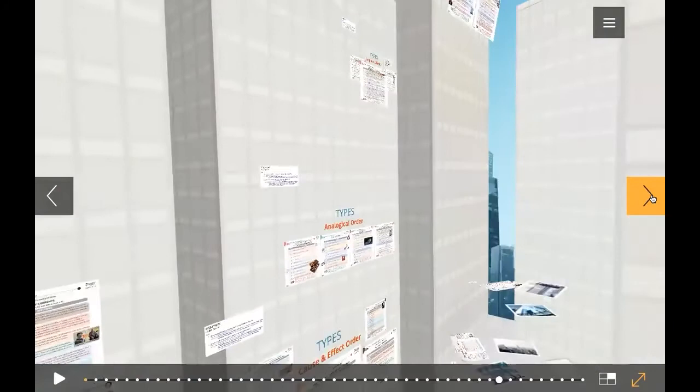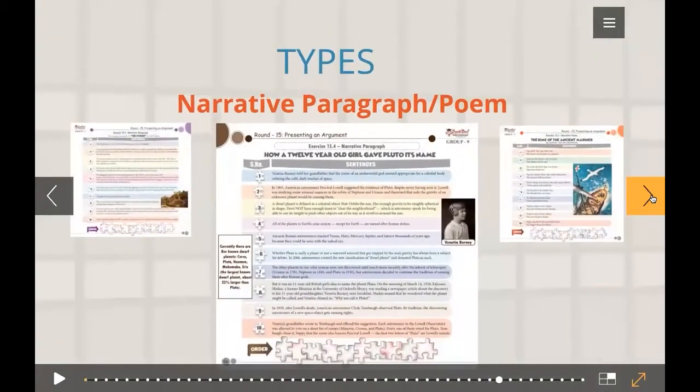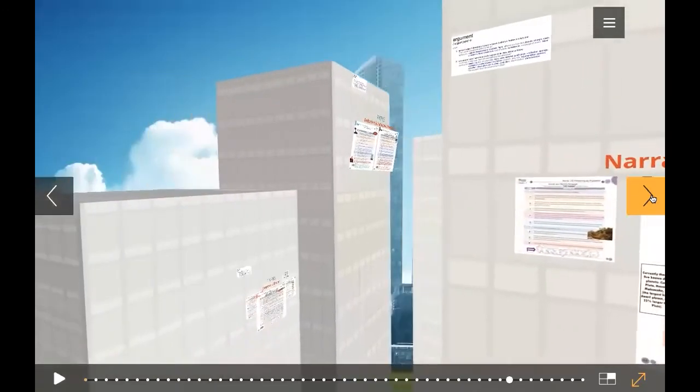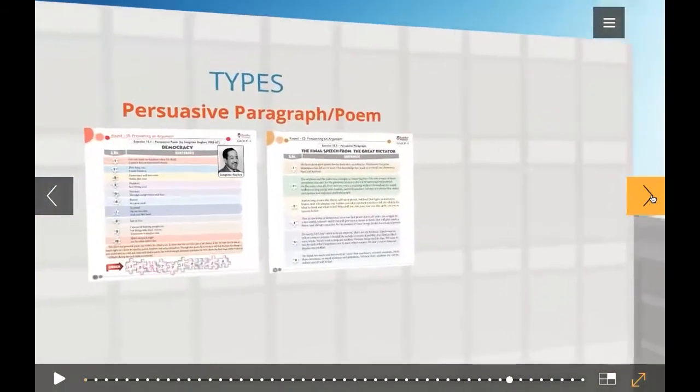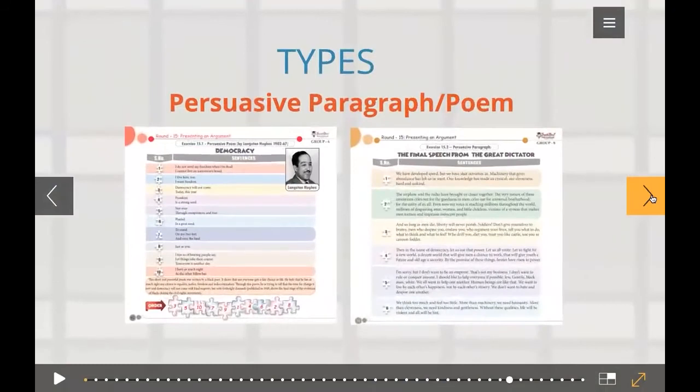And then we have a narrative paragraph or a narrative poem. Here, in group 9, we are describing how a 12-year-old girl gave Pluto its name. So it's being narrated to you. A narrative paragraph will definitely have a different organization compared to other types of paragraphs, right? It's more like you're listening to a story. A persuasive paragraph will make you want to act based on what you're listening.